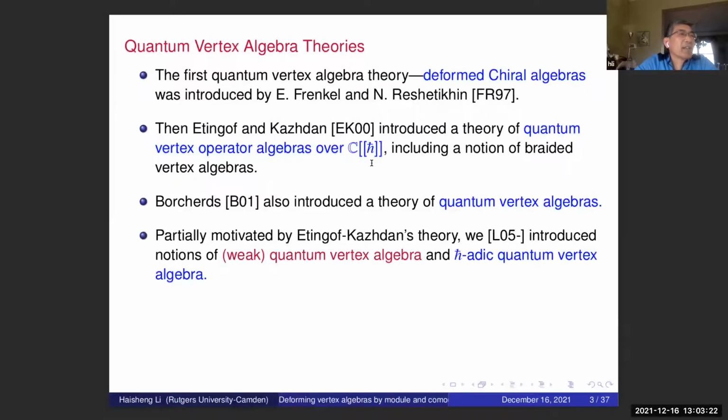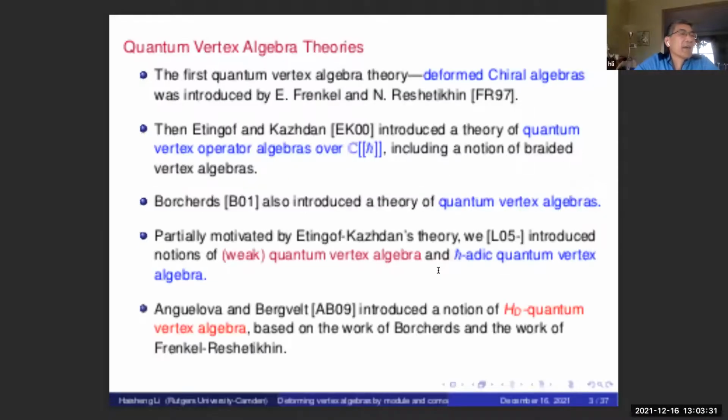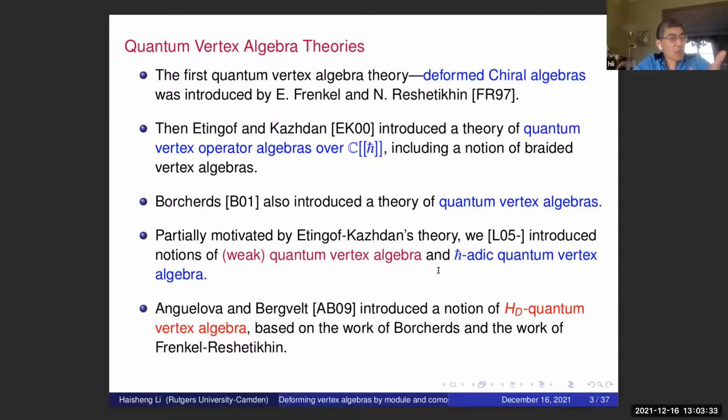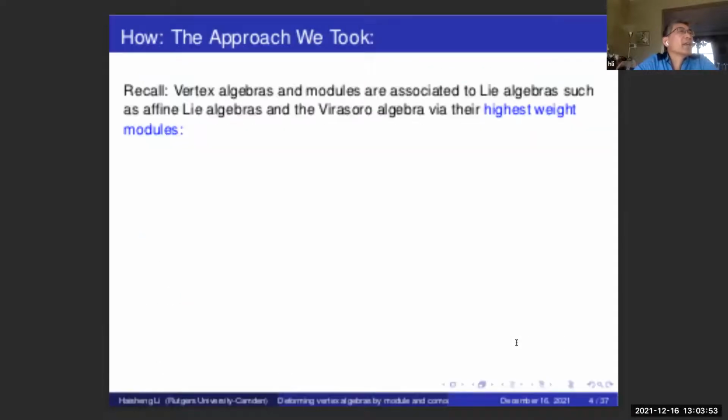What I have been doing basically essentially follows Etingof and Kazhdan's work. For completeness, there is also a work done by Golenishcheva-Kutuzova and Lepowsky, and Bakalov, I think. It talks about quantum vertex algebras that is based on Borcherds' work, and also partly based on Frenkel and Reshetikhin's work.